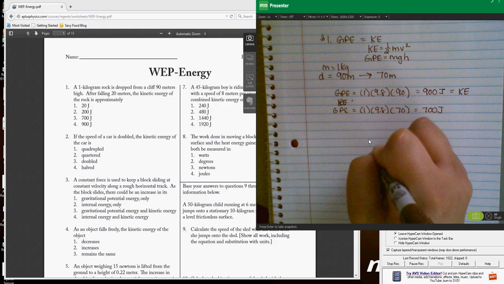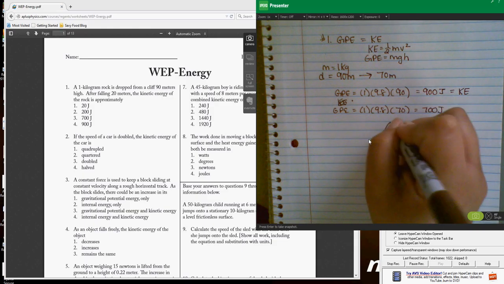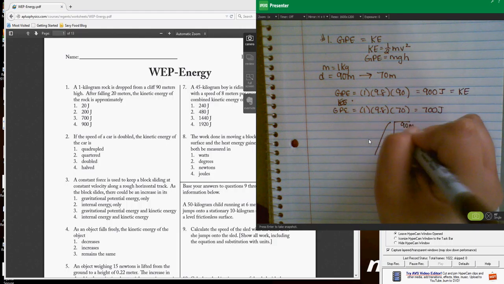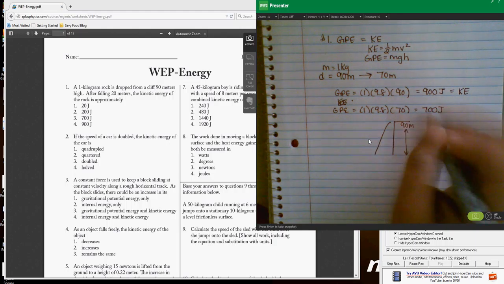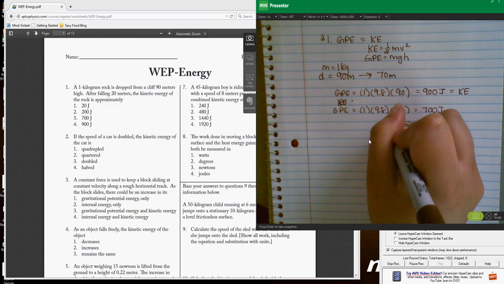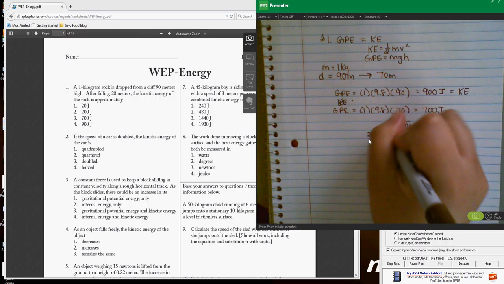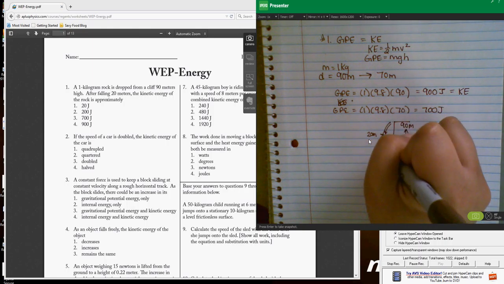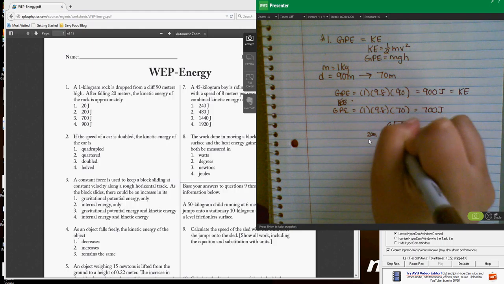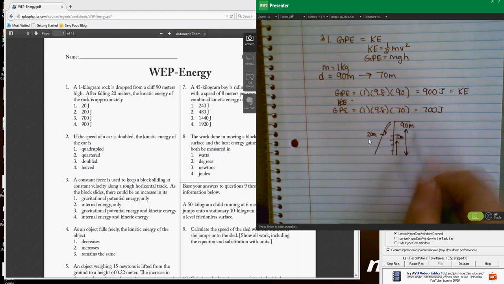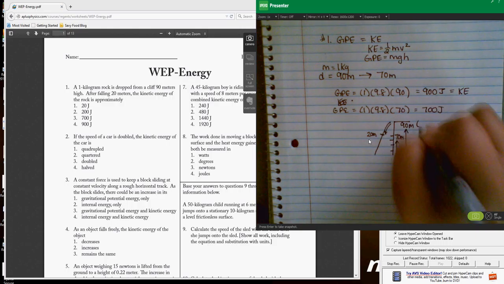So I have the cliff. This is 90 meters high. The object has fallen for a total of 20 meters. Let's say this is right here. Down. Which means that this is a total of 70 meters high. Up. So 70 plus 20, that's a total of 90. So at this point, my GPE is 900.